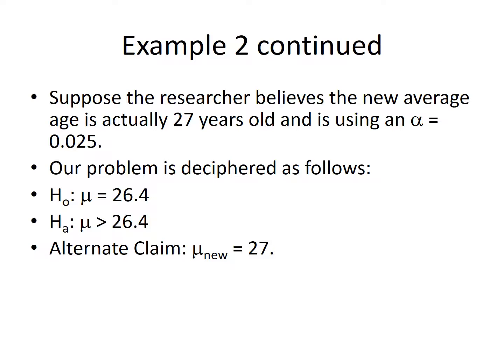The alternate claim is that the new average age is 27, and this is going to help us determine the type 2 error and the power based on this alternate claim. The alpha level is 0.025. The sample size is 50, and the standard deviation for the population is 6.4.